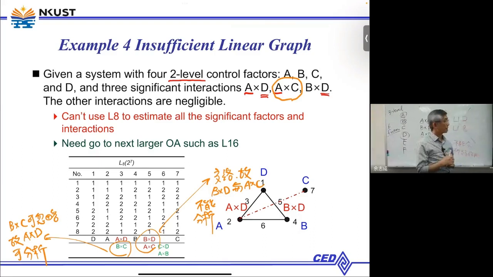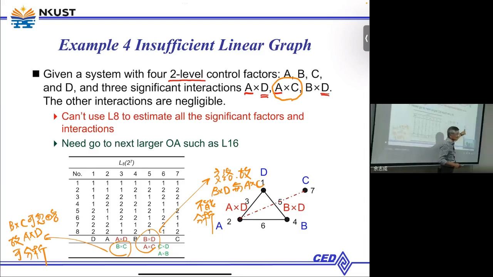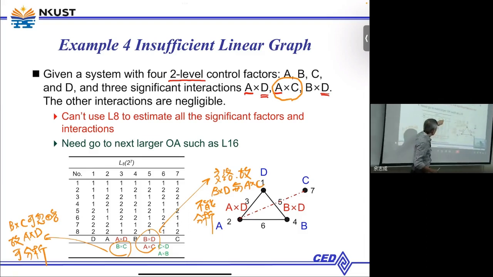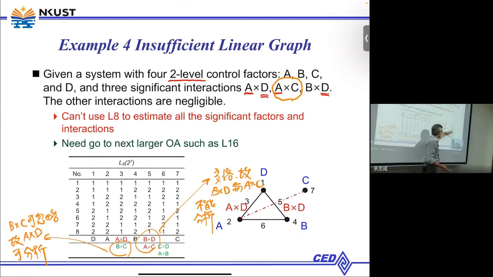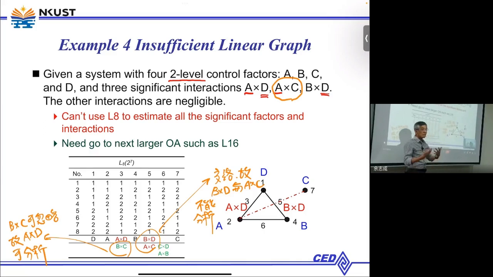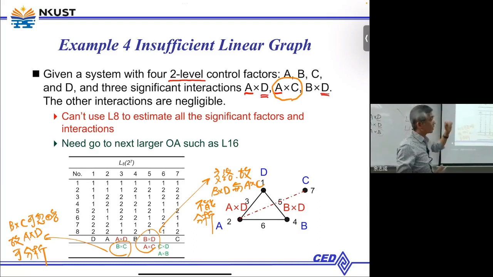Since they confound with each other, if you want to analyze AC, then you need to save column number 5 for AC. However, in this arrangement, we already saved column number 5 for BD. Therefore, AC interaction and BD interaction confound with each other. So this arrangement is not good. It cannot make sure you can analyze all these two-level factors and also make sure all 3 interactions can be estimated.